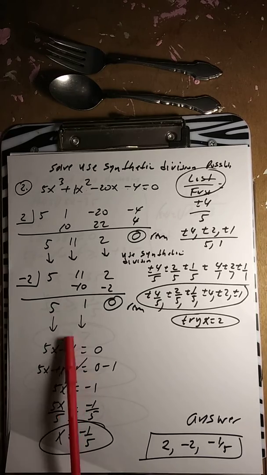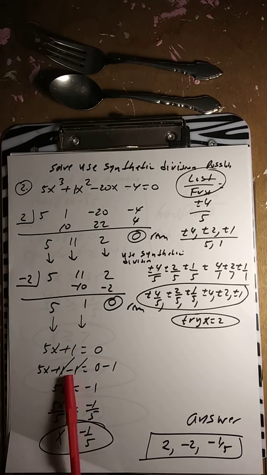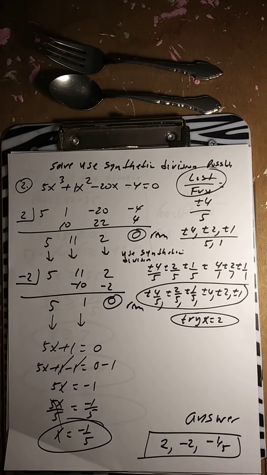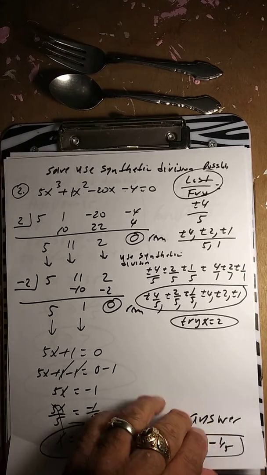So we have left over 5x plus 1 equal to 0. Minus 1 on both sides, so 5x equals negative 1. Divide by 5, and x equals negative 1/5. So our answers are going to be 2, negative 2, and negative 1/5. Okay, all right. Another one.